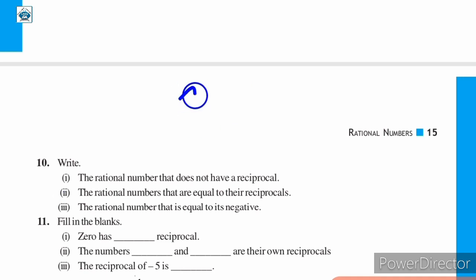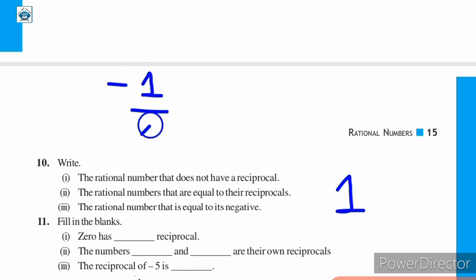That is, 1 is equal to its reciprocal. But here in the question we are told rational numbers. That means more than 1. There are two numbers that are equal to their reciprocal. First number is 1. Consider minus 1.